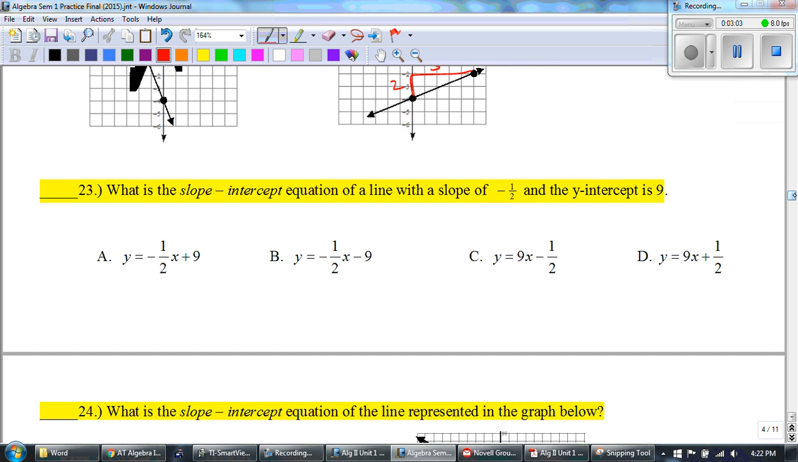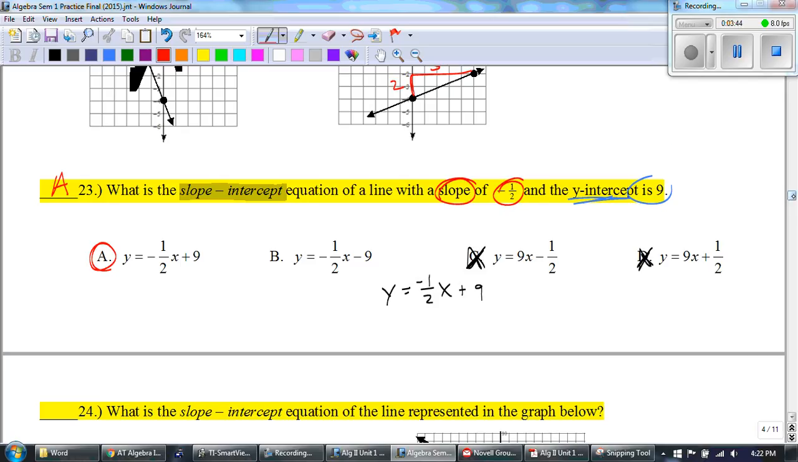All right, 23. What is the slope-intercept equation of a line with a slope, so here's my slope, of negative 1/2, and then my y-intercept is 9. I like writing these ones out because it's just easier. My slope is negative 1/2, which right away gets rid of C and D, and the y-intercept is a positive 9. So the correct answer is A.